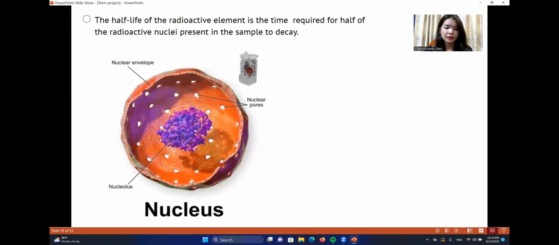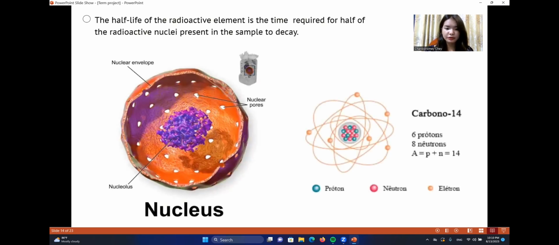So this is the picture of a nucleus. As you can see here, at the top is the nuclear envelope, and the middle is the nucleus, and the little Y shapes are nuclear pores. And the right side is carbon-14. I think you can search for more detail on Google or something. I might not explain that much about this part.